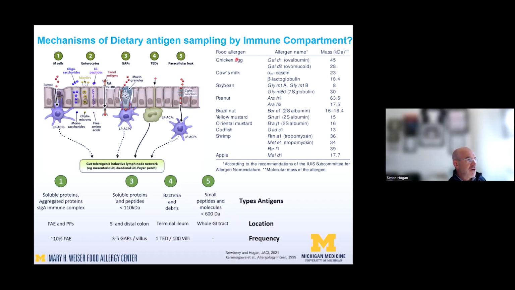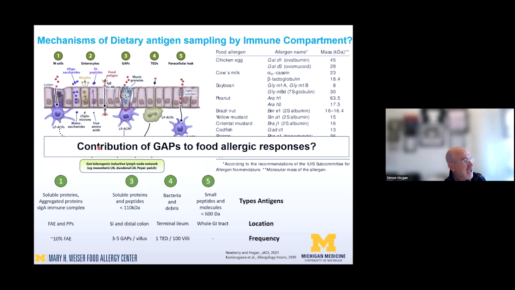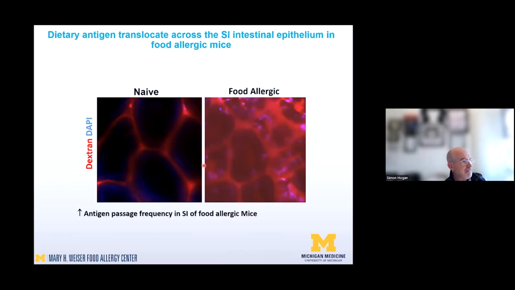So if you consider that a lot of the food allergens that primarily drive food allergy are in the proximity of around 10 to 50 kilodaltons, we were very interested in the mechanism of goblet cell antigen passages and whether they contribute to dietary antigen or food hypersensitivities. And so we primarily focused on this mechanism as a process by which to look at how dietary antigens can alter the immune environment and immune activation. So the first question we asked is, do GAPs contribute to food allergic responses?